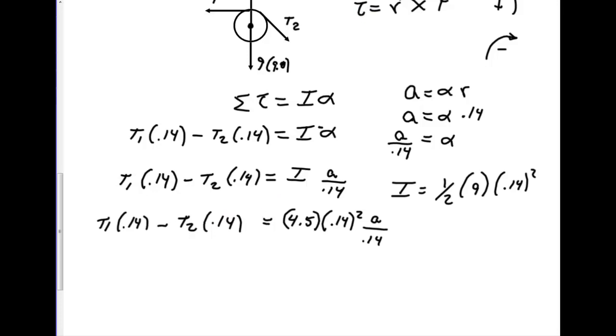Alright, let's see if we can start simplifying some things here. We can cancel out this, and we can cancel out this. When we do that, that means I can cancel out these radii also. Now I've got a pretty simple equation.